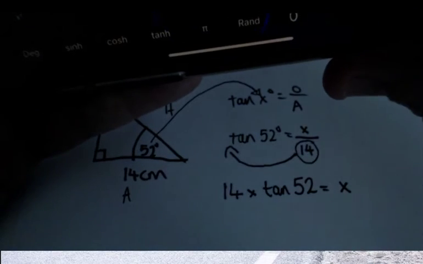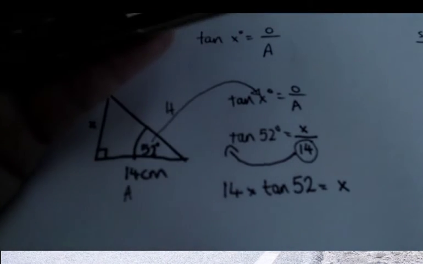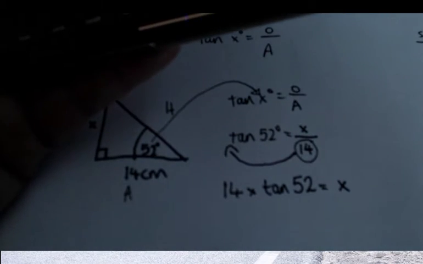52, my tan button's over across here, tan, 52 tan times 14. Wait a second, problem with my calculator. Right, let me try again. So that was 52 tan times 14, and that should give me 17.9.